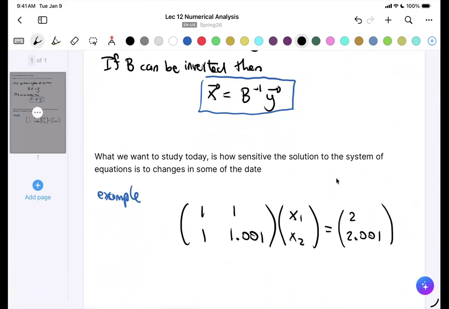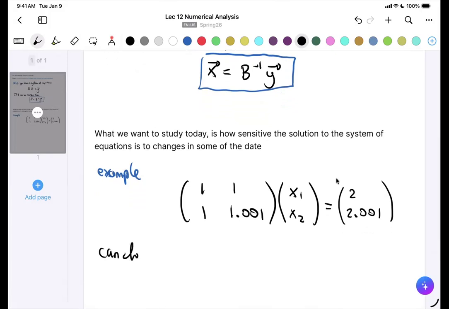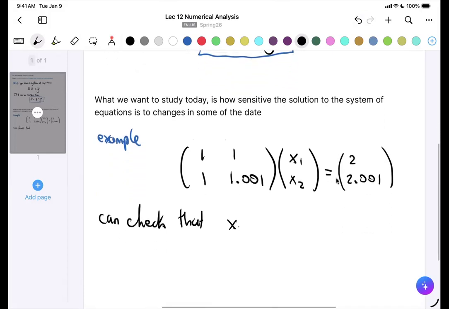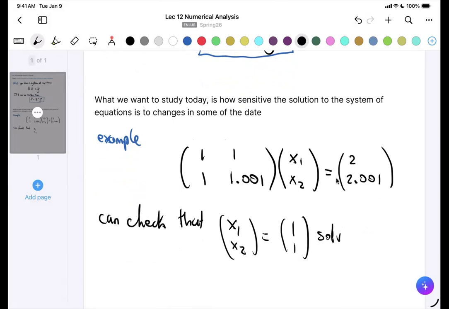Okay, let's say that this is the system of equations you're trying to solve. Well, this is easy to solve by hand because it's a 2 by 2 matrix. So it's not hard to check that a solution to this system of equations is just (1, 1). So you can check that it solves this.